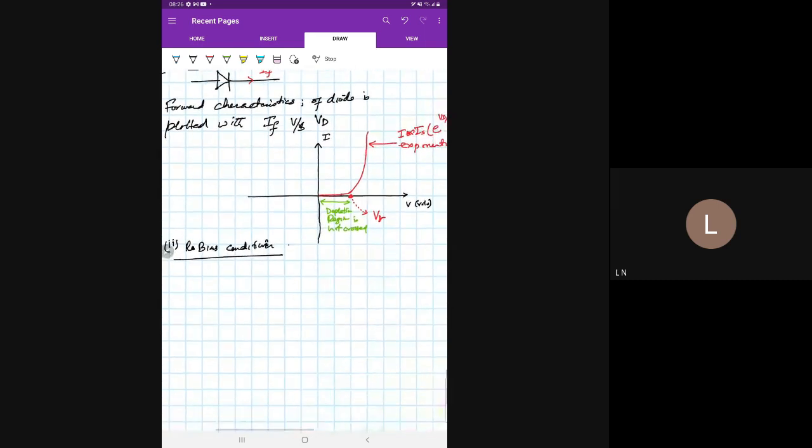In reverse bias condition, you know that the VI characteristics will be like this.